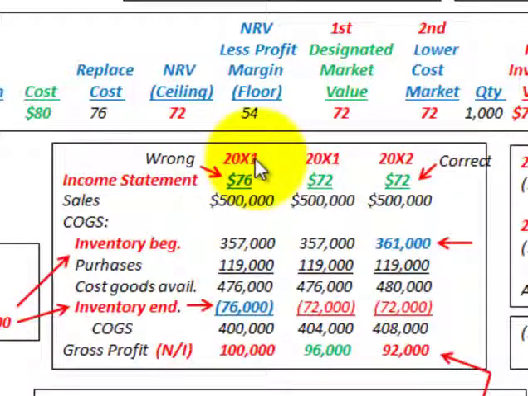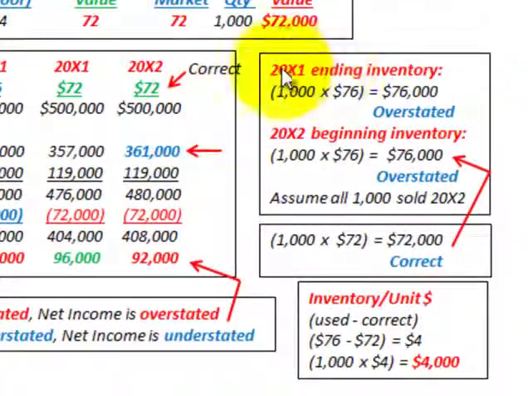We're going to be looking at year 20x1 and also 20x2. We'll go through just the income statement to determine our net income or gross profit on this unit by taking the wrong amount versus the correct amount, and then continuing that into the next year. So let's go over and look at our calculations. For 20x1, our ending inventory, well, we had 1,000 units times the $76. That was the replacement cost, the wrong amount, the one we shouldn't have chosen, and so that would be $76,000.